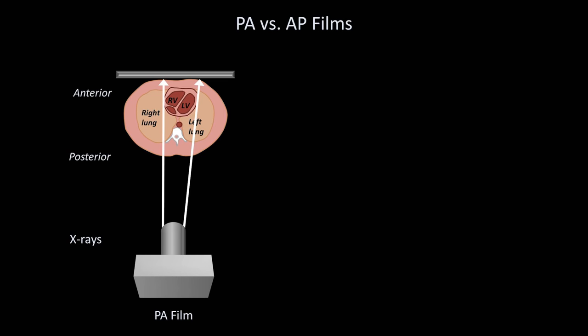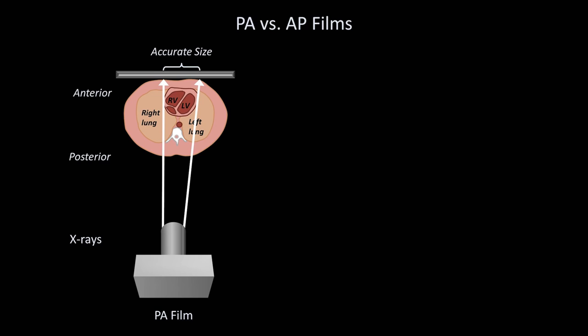For a PA film, this makes not much difference. Since the heart is a relatively anterior structure in the chest, it is close to the film where the X-ray is taken, and therefore the shadow it casts on the X-ray is an accurate representation of its true size.